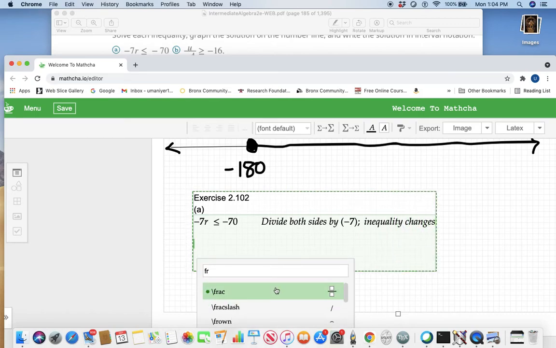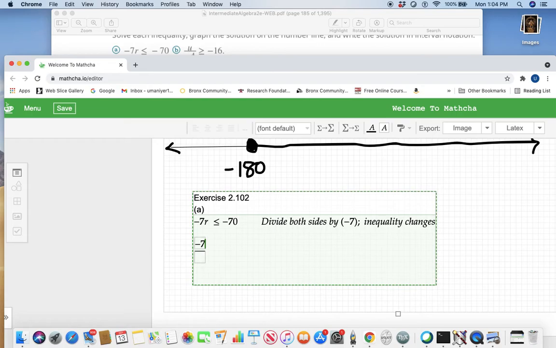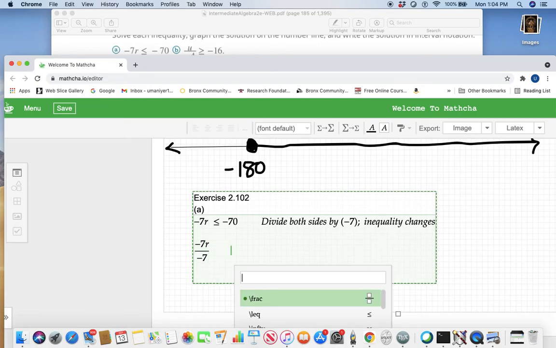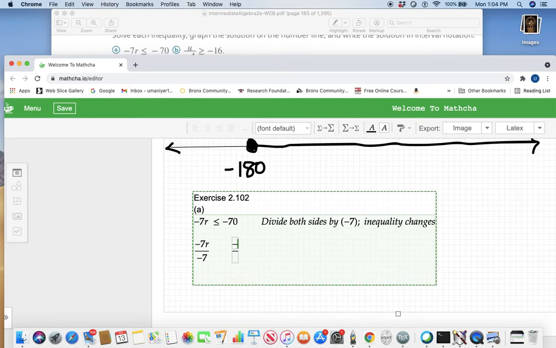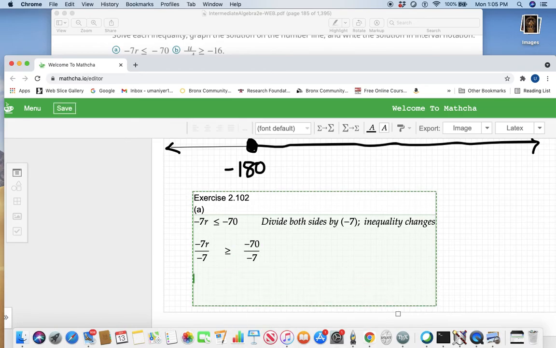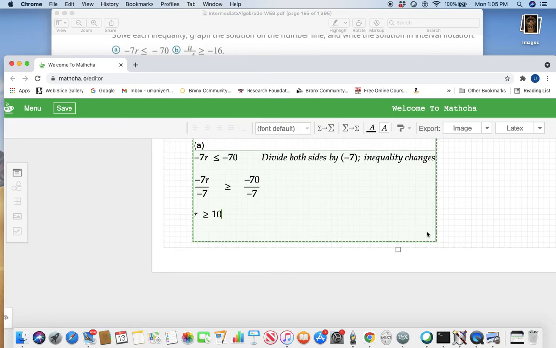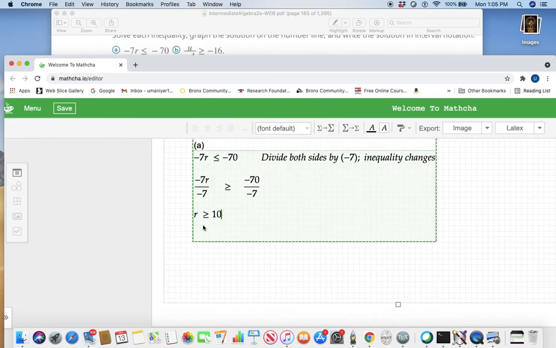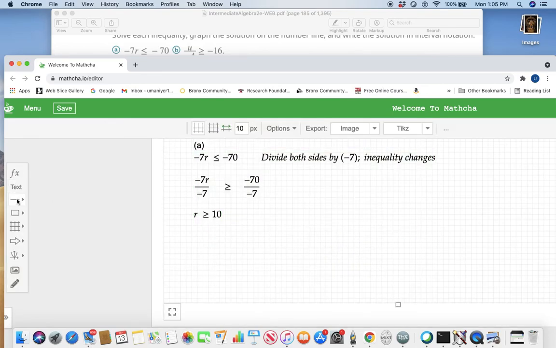So you are going to take a fraction, negative 7r over negative 7. On the right hand side is the fraction negative 70 over negative 7. In the middle, the inequality has to change. Okay, it turns around. So r is greater or equals, negative over negative is positive. r is greater than or equal to 10. We are ready to graph this.